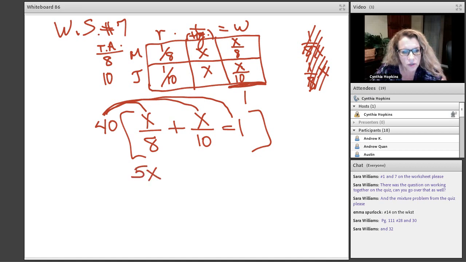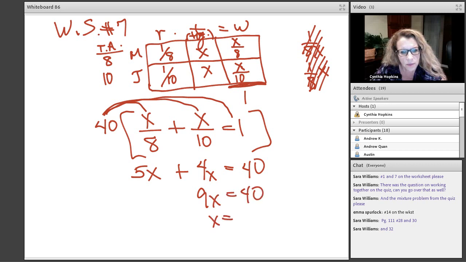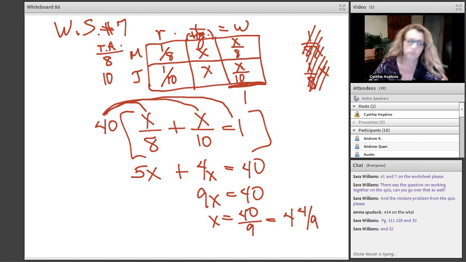Okay, so for that first term, the 8 cancels with the 40 to give me 5, so then I get 5x. The 10 in the second term cancels with the 40 to give me 4, so I get plus 4x equals, and if you put 1 right here, you're going to get it wrong. It's 40 times 1, so I get 40. So 9x equals 40. I divide both sides by 9. So 40 over 9 is 4. That's 36. So then, whoops, 4 and 4/9. And I don't even remember what the heck x stood for.